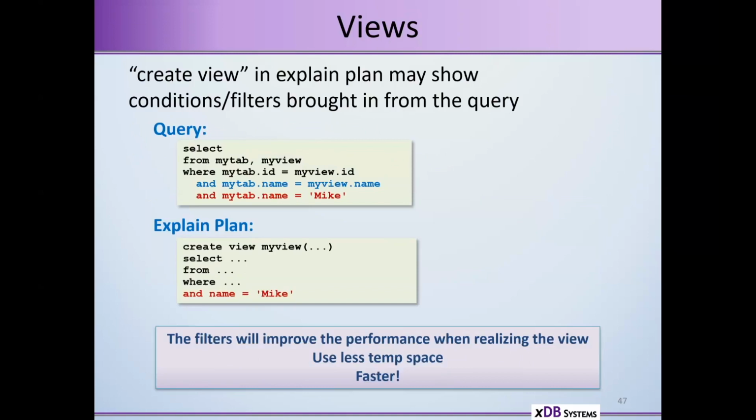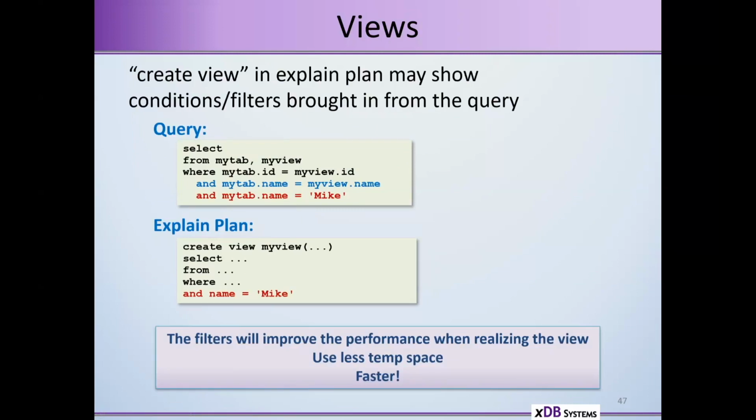So an example though, when you see that create view, it may not just be the standard create view statement. It will try and put in things from your where clause. Let's use an example here. We're joining a table to the view, and we're joining by this name column, which is in both the table and the view. And now we're supplying a literal value to the table.